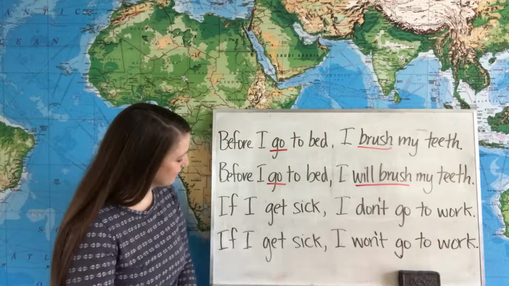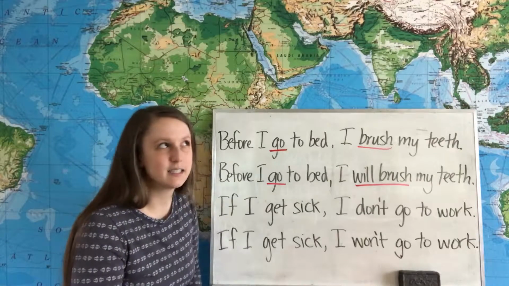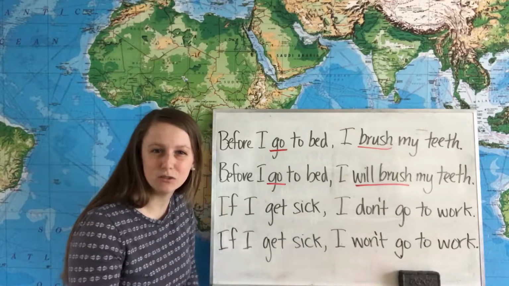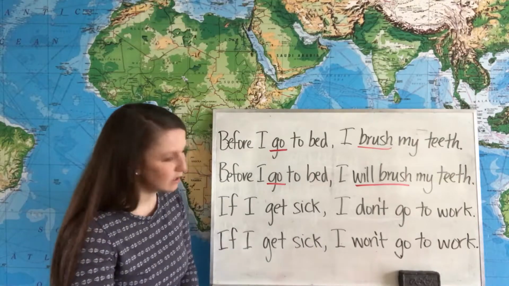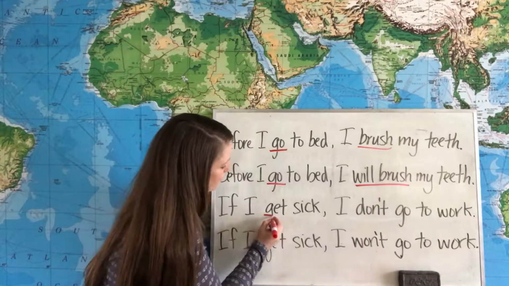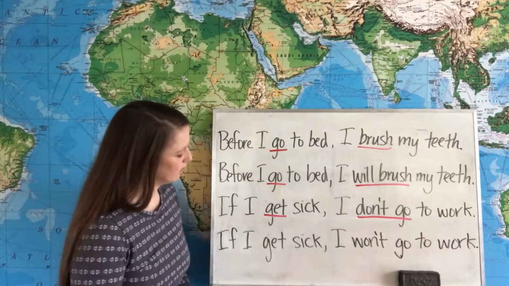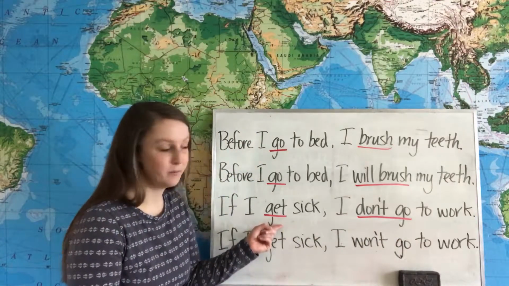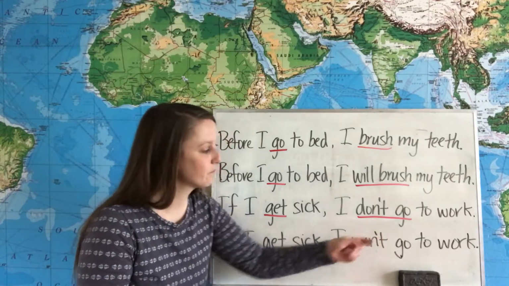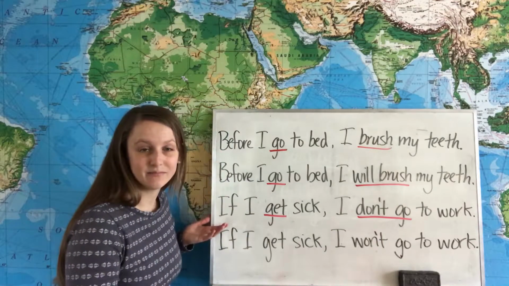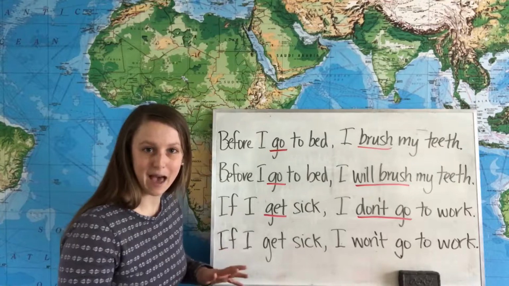Our next example is, if I get sick, I don't go to work. Now, do you think this sentence is talking about a habit, something we usually do, or about a plan for the future? Let's look at our verbs. We have our verb get and our verb don't go. Our verb get is a simple present verb, and our negative verb don't go is also a simple present verb. So this sentence is talking about a habit. When I get sick, if I get sick, I don't go to work. That's my rule, that's my habit.